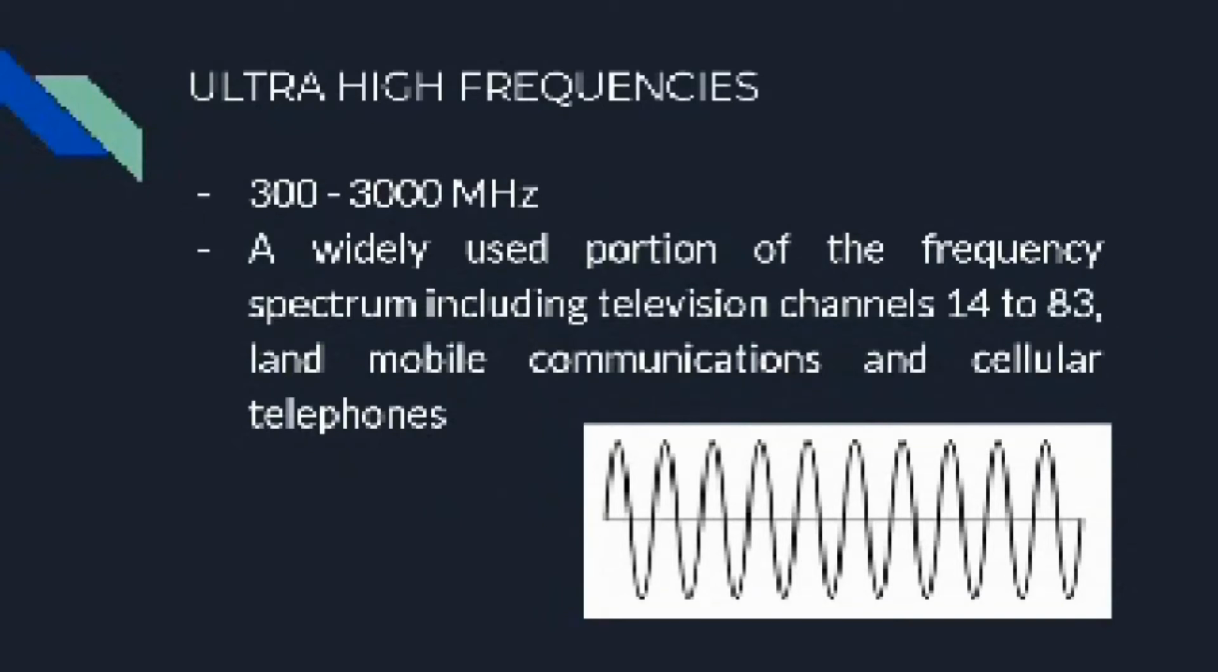Ultra-high frequencies range from 300 to 3000 MHz, a widely used portion of the frequency spectrum including television channels 14 to 83, land mobile communications, and cellular telephones.